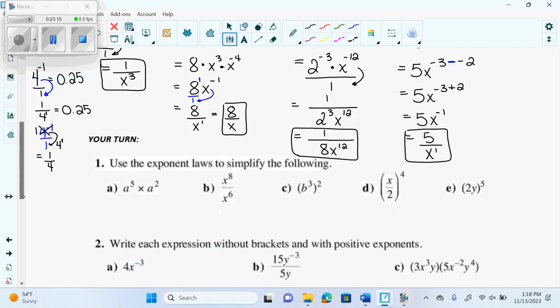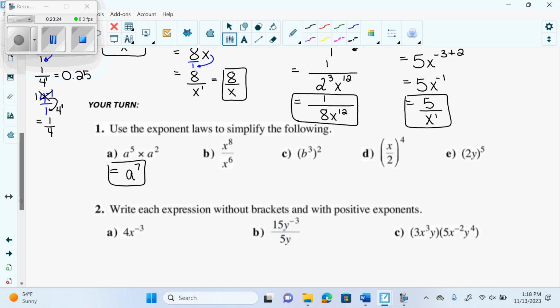So this one here, we're going to get a to the 5 times a to the 2, so you get a to the 7. Then we have x to the 8 over x to the 6, which is just x to the 8 minus 6, which is x to the 2. This one we have b with two exponents, so you multiply them, so we'll get b to the 6. This one we have to remember to distribute the 4 through.